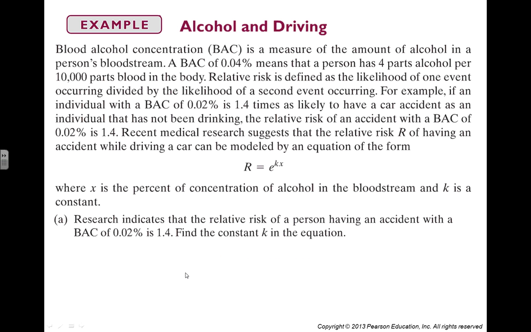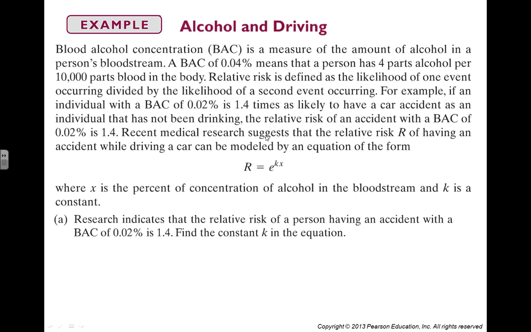All right, let's look at this word problem. Blood alcohol concentration is a measure of the amount of alcohol in a person's bloodstream. A BAC of 0.04% means that a person has 4 parts alcohol per 10,000 parts blood in the body. Relative risk is defined as the likelihood of one event occurring divided by the likelihood of a second event occurring. For example, an individual with a BAC of 0.02% is 1.4 times as likely to have a car accident as an individual that has not been drinking. The relative risk of an accident with a BAC of 0.02% is 1.4.